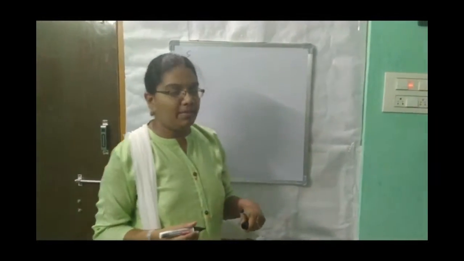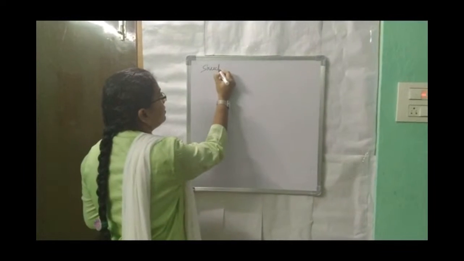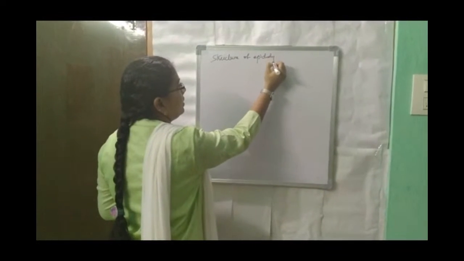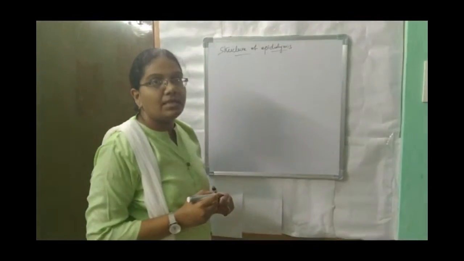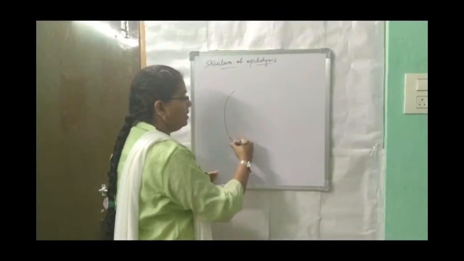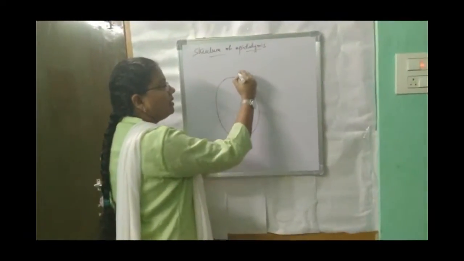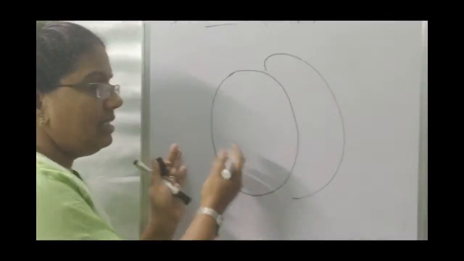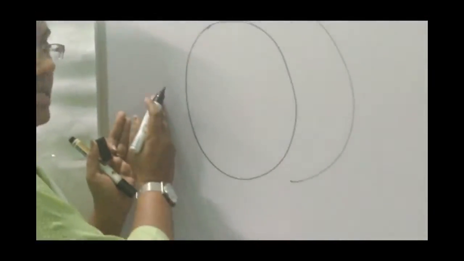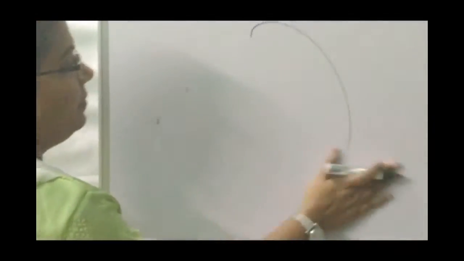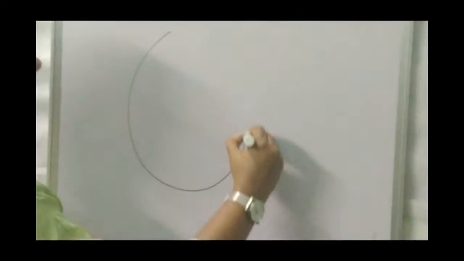Now, structure of epididymis. The epididymis is located behind the testis. For example, this is the testis. If you observe the testis, this is the posterior part, behind the front part of the testis. Behind the testis, there is a coiled structure. The structure is called the epididymis.